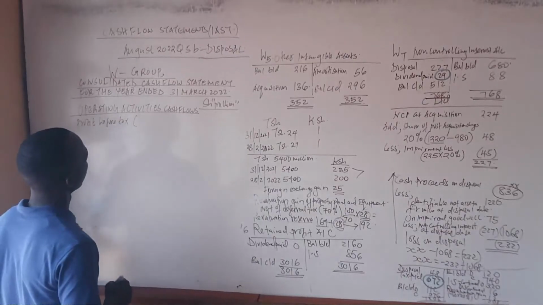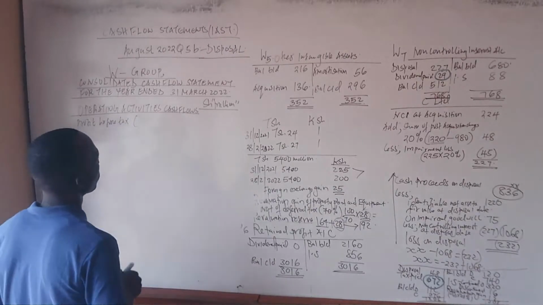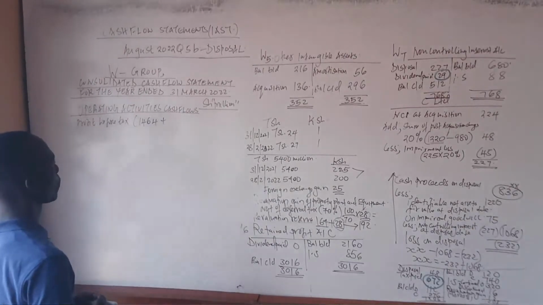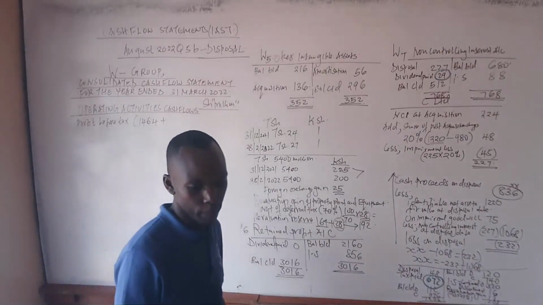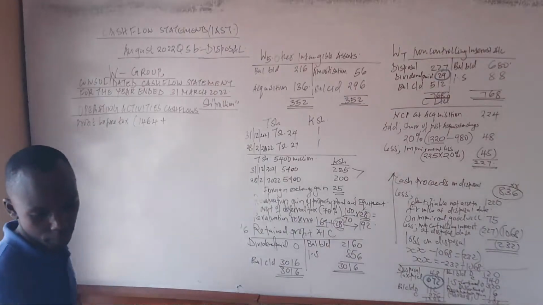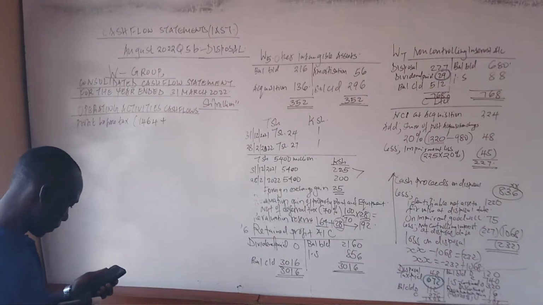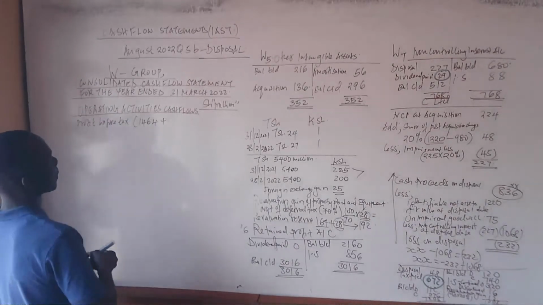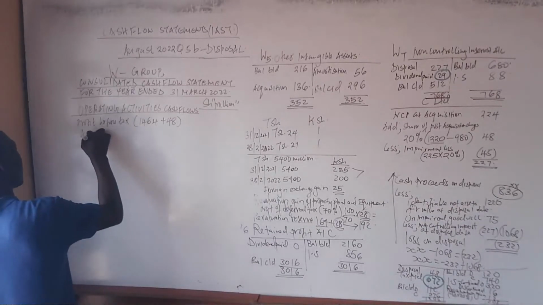Profit before tax, we have 1464. Then we add from discontinued operation. Go to note 4. Was it note 4 or note 3? How much from discontinued operations? From discontinued operations, we have 48. Then from there we have adjustments.